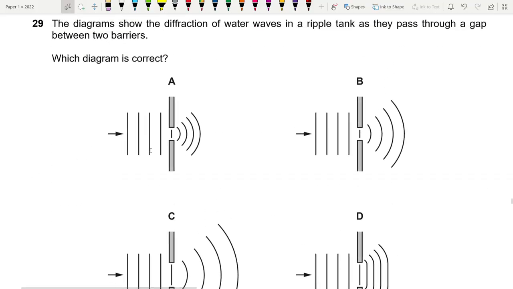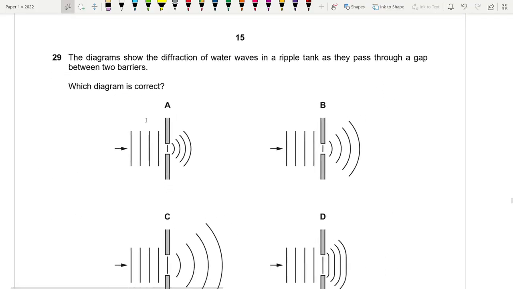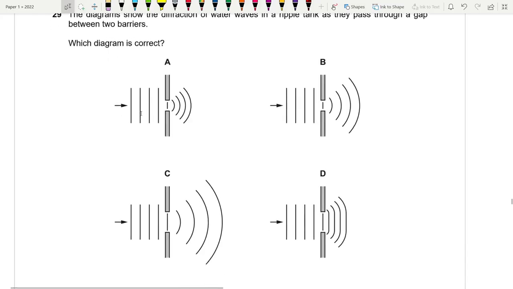Number 29. The diagram shows the diffraction of water waves in a ripple tank as they pass through a gap. Which diagram is correct? So for ideal diffraction to take place, the gap should be smaller than the wavelength. And after diffraction, wavelength cannot change. That means this distance needs to remain constant. A is wrong for that reason, because the distance changes. C is also wrong. Check this out. It's so small, but it becomes much greater. A and C are wrong. So between B and D. Oh, for D it's the same. The distance becomes smaller.